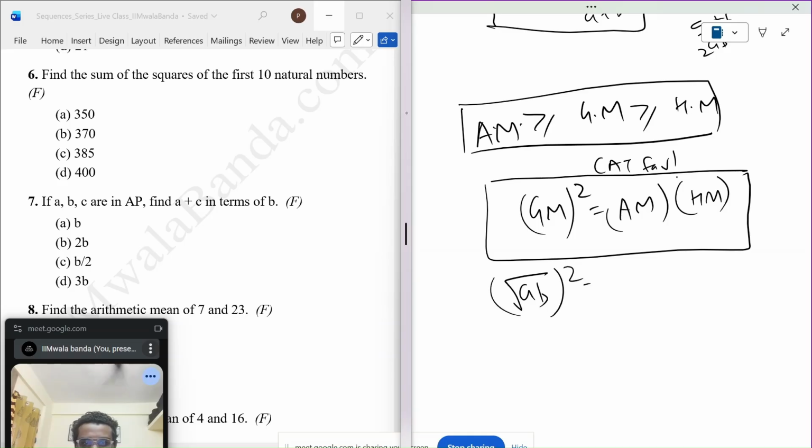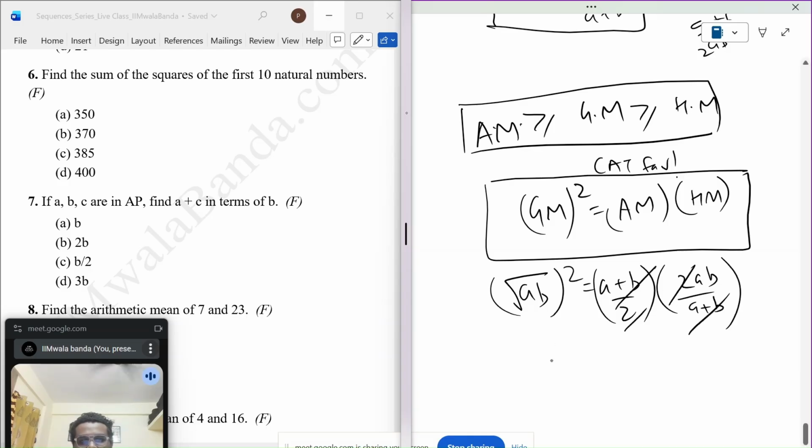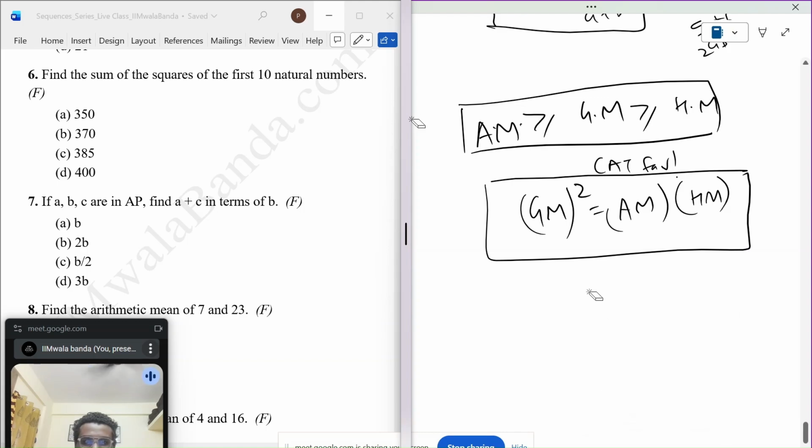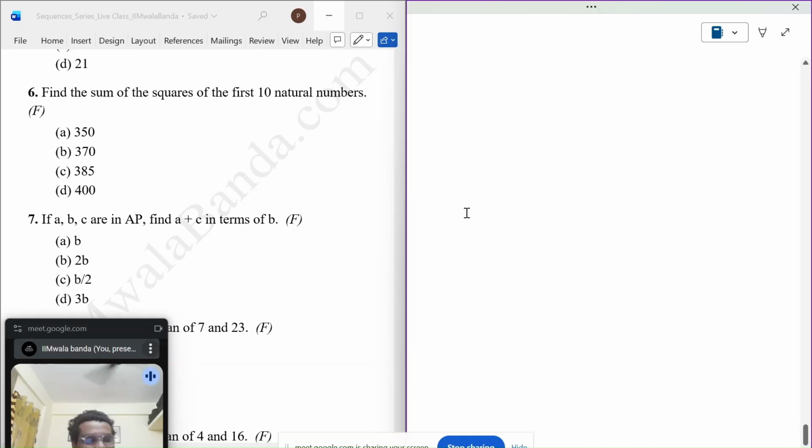was the geometric mean of two numbers. A plus B by 2 was the arithmetic mean of two numbers. 2AB upon A plus B was the harmonic mean of the two numbers. So AB equals AB. So this is true, but you don't need to derive it every time. Just remember, geometric mean square is AM into HM. Got it? We were on question number 6, right?